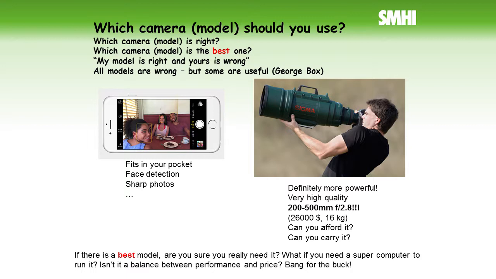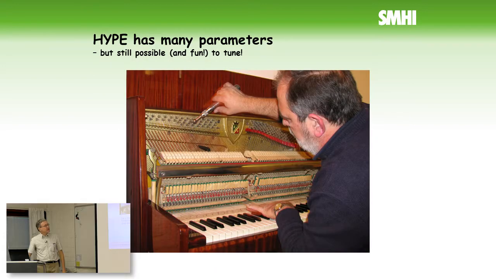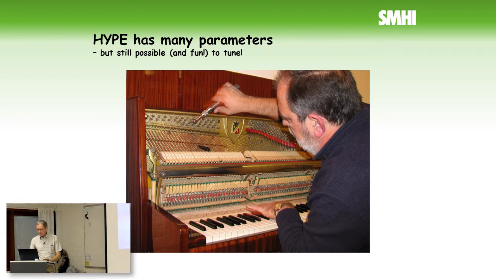A zoom with a fixed 2.8. It's very, very impressive. In this ad that I found, it cost $26,000 and weighs 16 kilos. So this one is, of course, the right one. But can you afford it? Can you carry it with you? So sometimes, if there is a best model, are you sure that you really need it? Maybe you need a supercomputer to be able to run it. So it's always, in my opinion at least, a balance between what you pay and what you get, or the performance and price. Bang for the buck. We want to have something that is useful, doesn't have to be the best model necessarily.